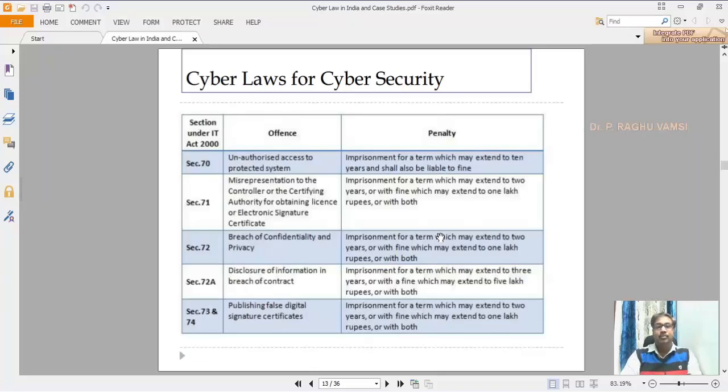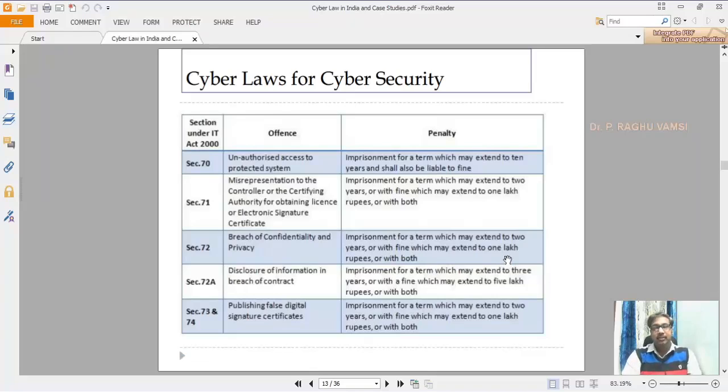Section 72, breach of confidentiality and privacy. So this is also leaking of privacy by hacking a computer or hacking a network. Then imprisonment for a term which may extend to 2 years and a fine of 1 lakh rupees or both.